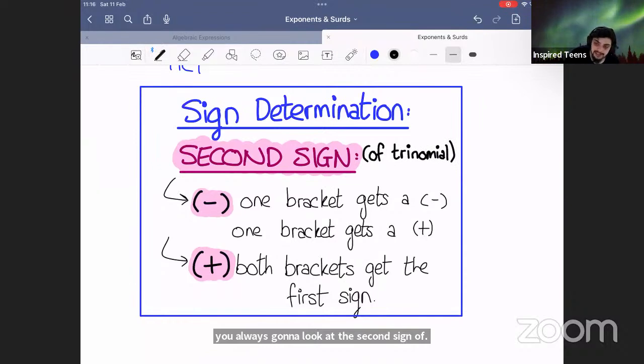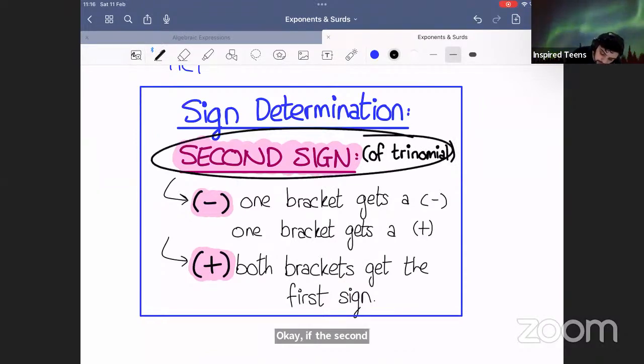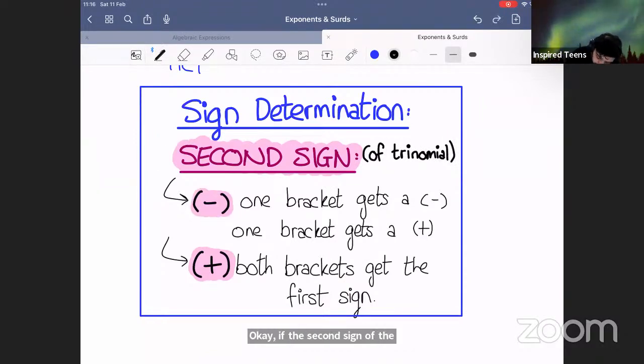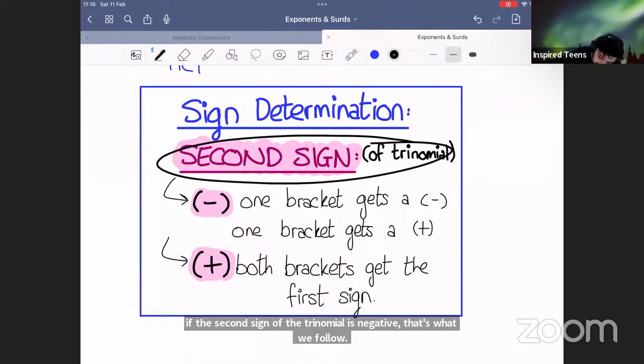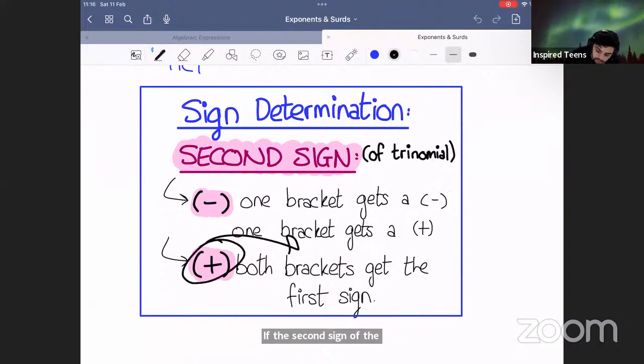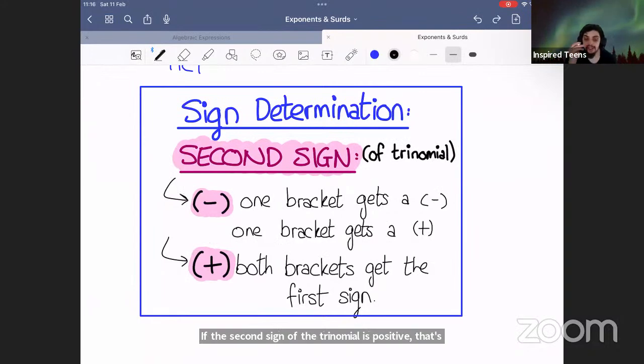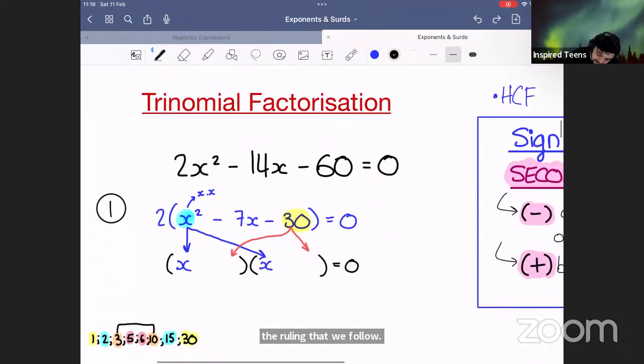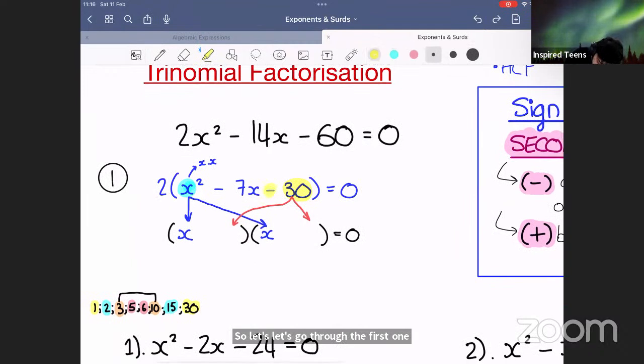Okay, if the second sign of the trinomial is negative, that's what we follow. If the second sign of the trinomial is positive, that's the ruling that we follow. So let's go through the first one. By the way, the second sign of the trinomial is this one here. This is the all-important sign that we're talking about.